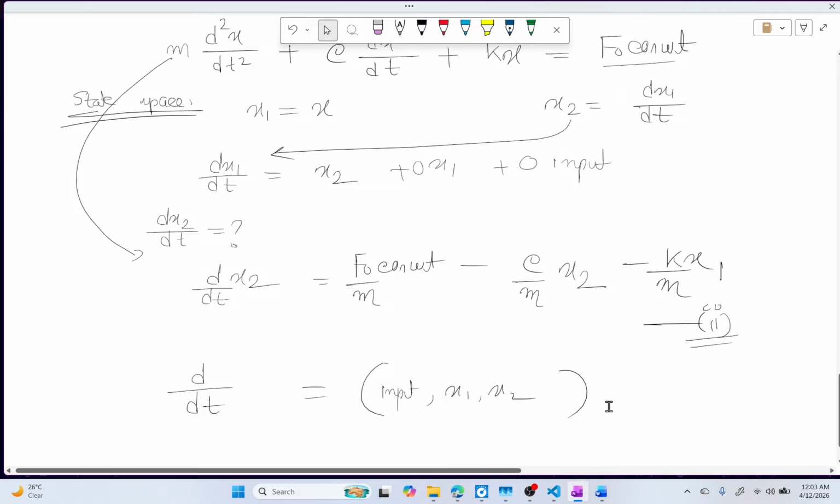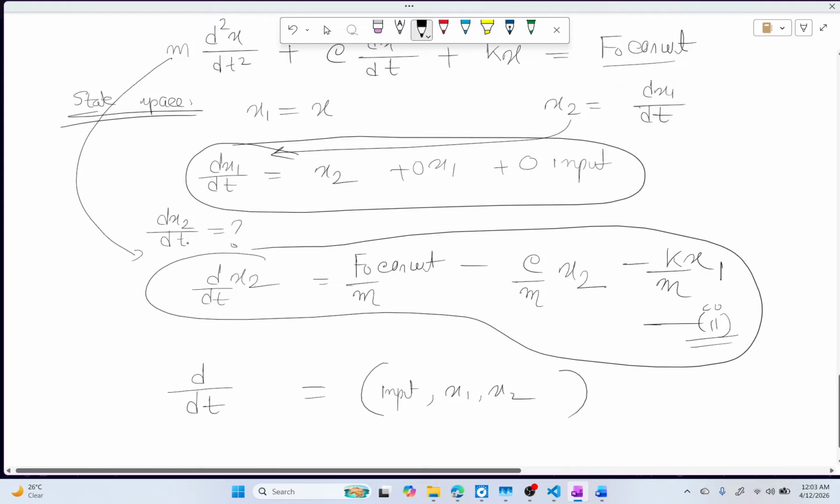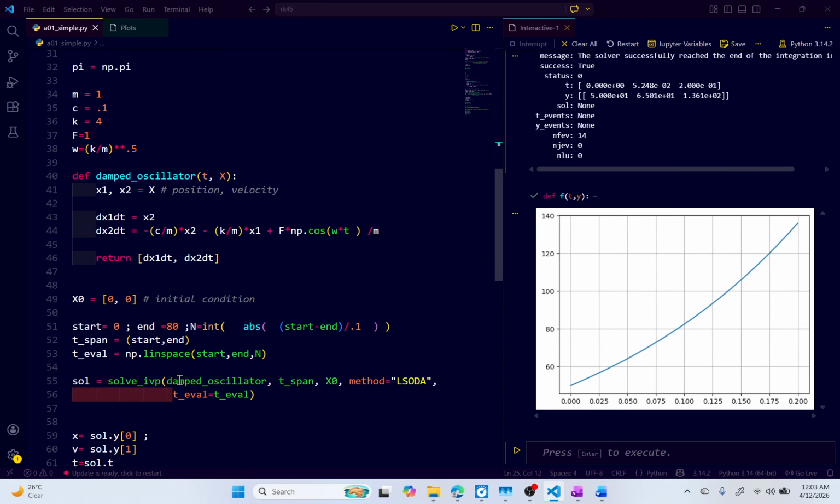Okay, so let me implement these two equations in my code. You can see the damped oscillator function now, and this damped oscillator function is called from here. So this is the damped oscillator, solve IVP is calling this damped oscillator function, and it is taking t, similarly time, and the x.